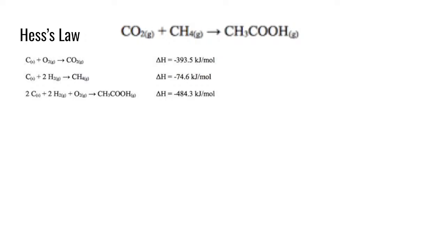So we have C. No, you see this one, carbon plus oxygen into carbon dioxide. The carbon dioxide is on the left, so you have to flip the equation, which also means flipping the sign. So, CO2 is on the right, into C plus O2, which means it's 393.5.